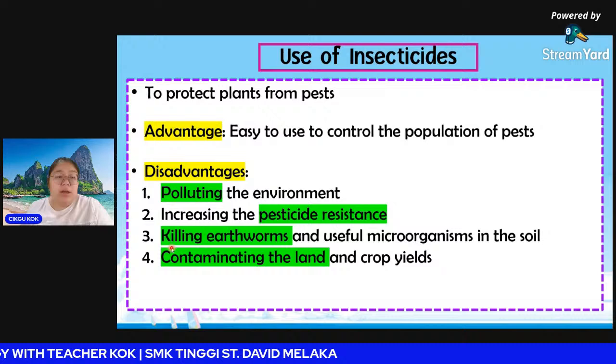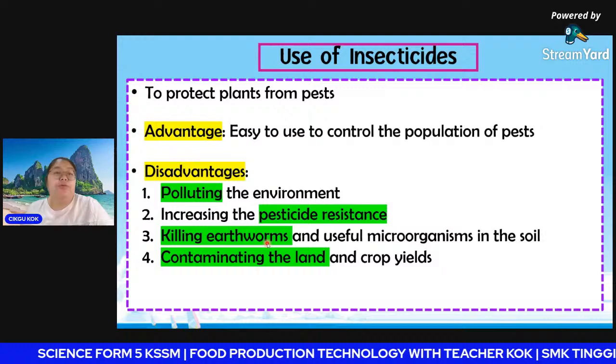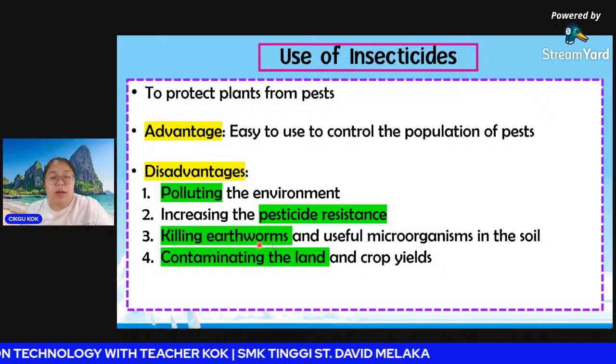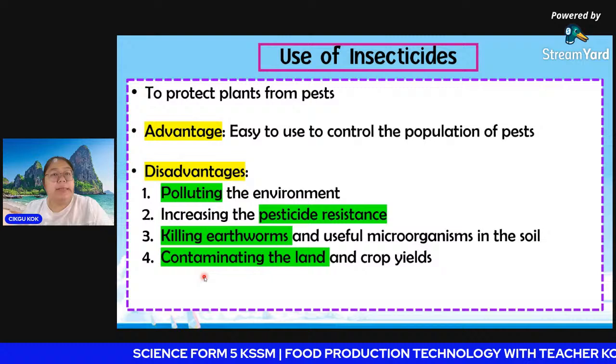Okay, killing the earthworm. They not only kill the pests, they also kill the earthworms. Earthworms are useful microorganisms the plantation needs. But if you kill them together, the useful microorganisms in the soil will also be finished. And the last one, they contaminate the land and crop. So this one is about using insecticide. What are the advantages? What are the disadvantages?